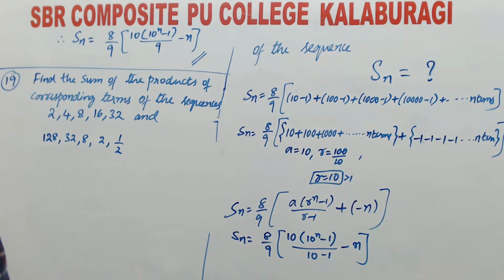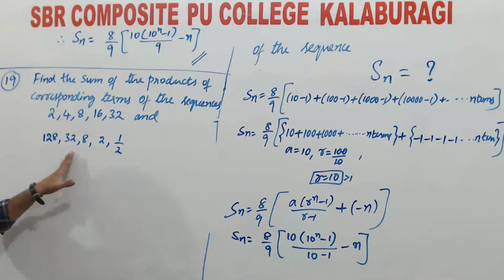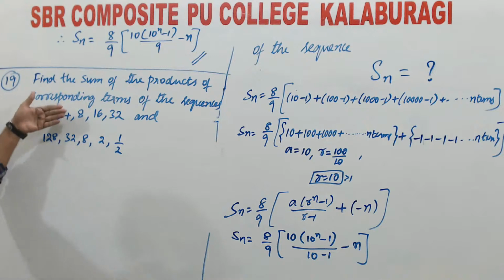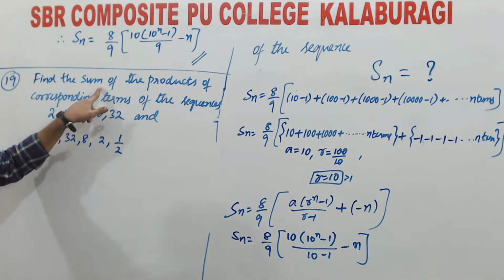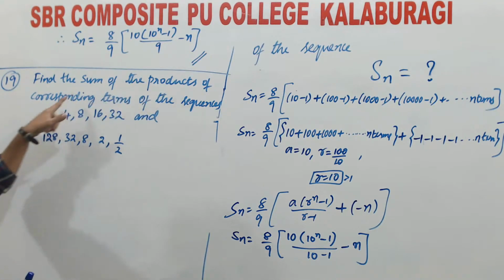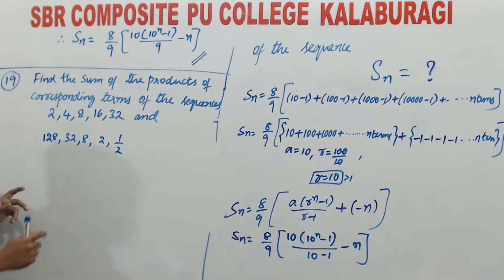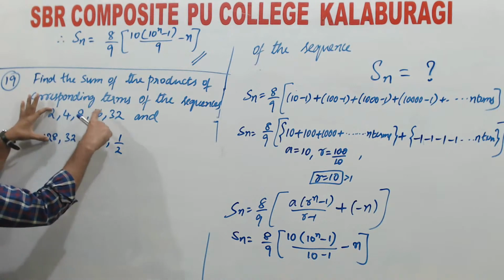It is also very simple, students, here. Find the sum of products of corresponding terms of the sequences 2, 4, 8, 16, 32 and 128, 32, 8, 2, 1 by 2. Means two sequences they have given here. So I have to use these two sequences in such a way that I should add them, means sum means I should add what here, the sum of products of corresponding terms of the sequences. Means I should add the products of corresponding terms of the sequences.